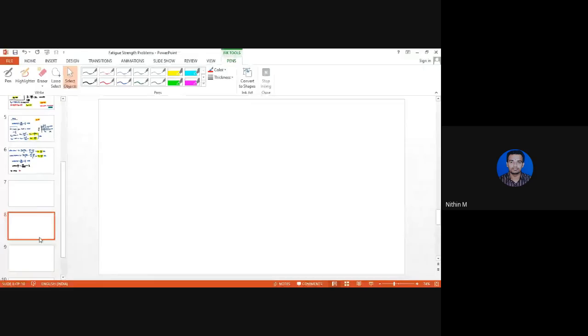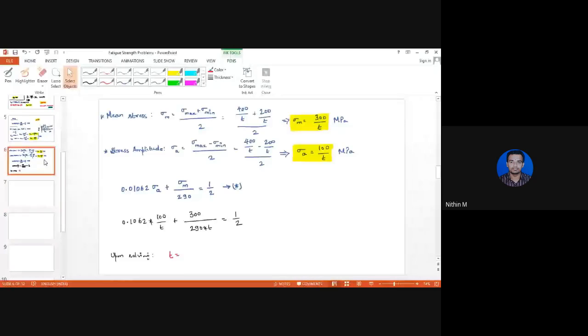So 4.2. Yes, sir. 4.2 millimeters, right? This is the answer for case A.